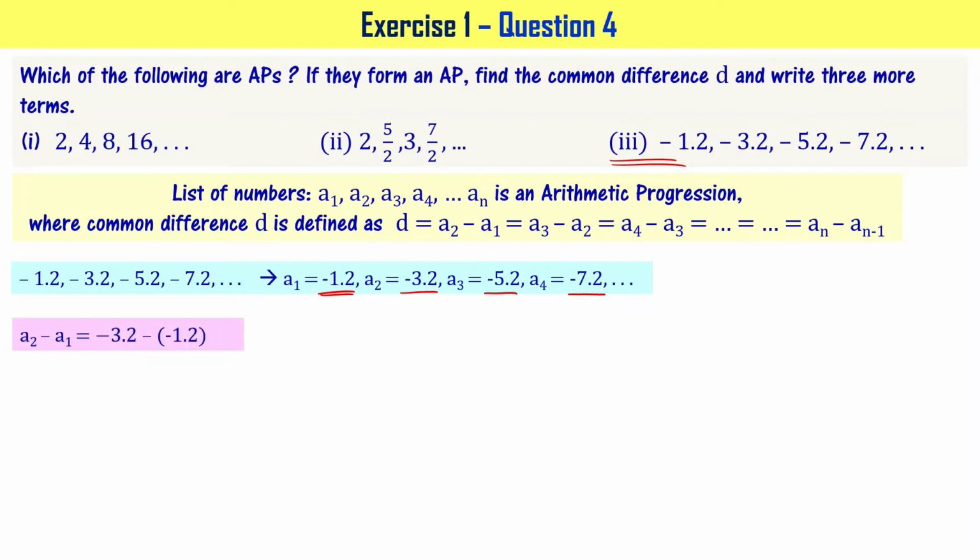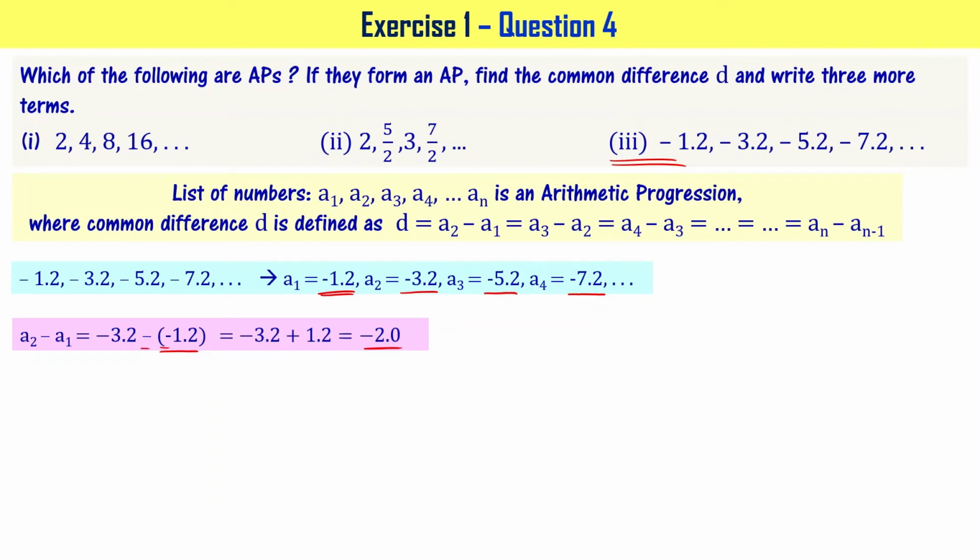A2 minus A1 is minus 3.2 minus 1.2, right? This minus and this minus, when they multiply, it becomes plus, right? So I can write this as minus 3.2 plus 1.2, that is equal to minus 2.0. So this is A2 minus A1.